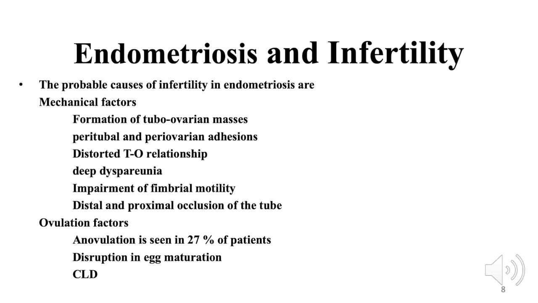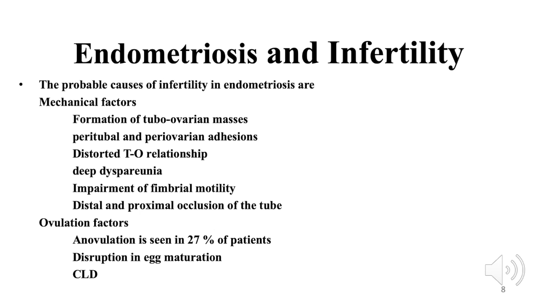Endometriosis is a common cause of infertility, and it can be because of formation of tubo-ovarian masses, deep dyspareunia, or impairment of tubal mobility, and in some cases there can be ovulatory problems as well.